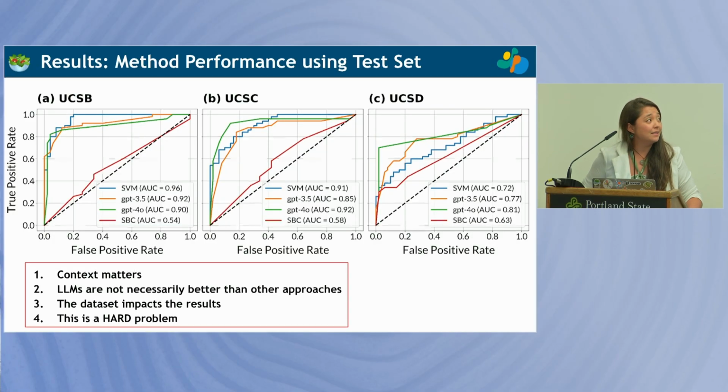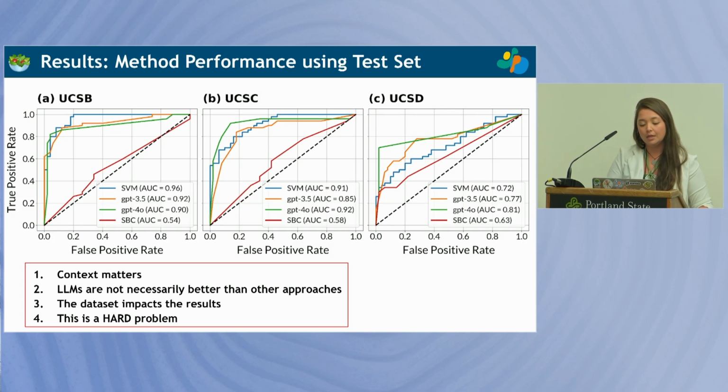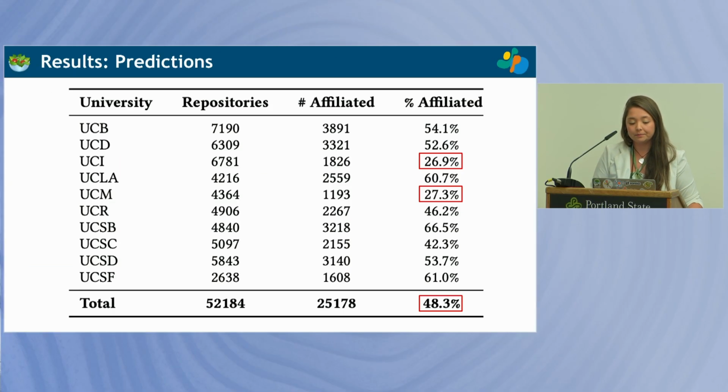And yeah, the last thing is, this is a hard problem. There's no way I'm achieving 100% accuracy. These are just me trying to get as close as possible to determine which of these 50,000 repositories belong to the University of California system. And this is what I found.